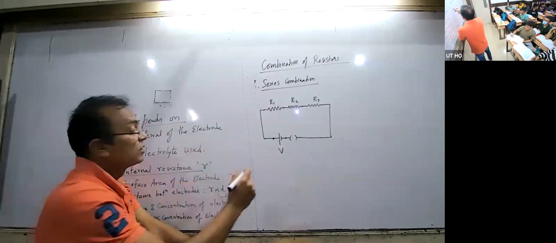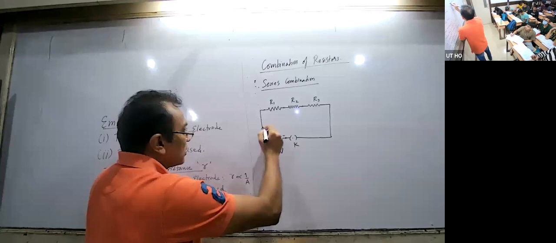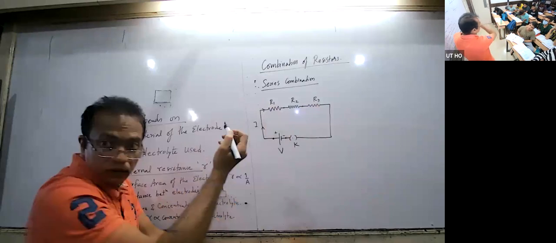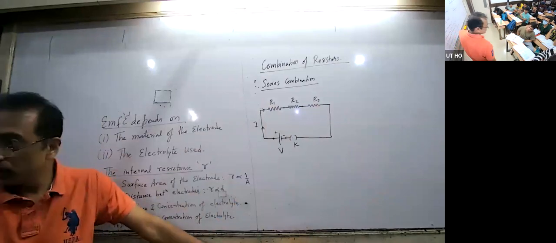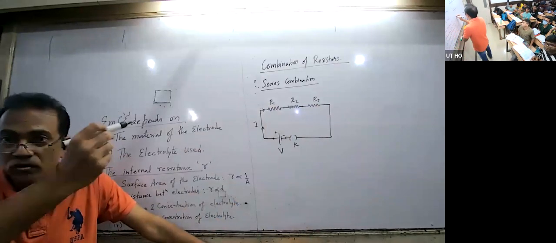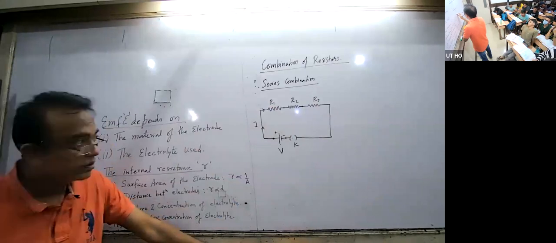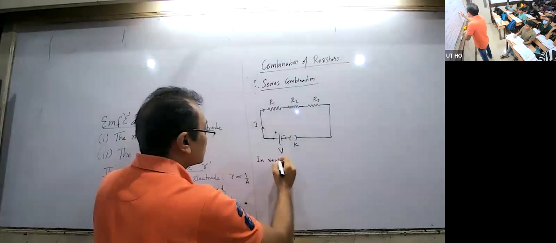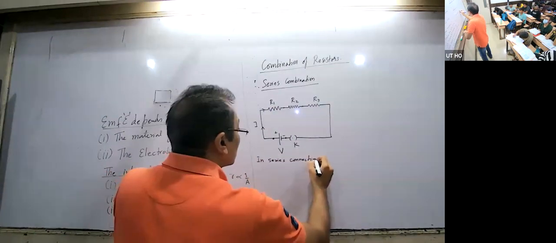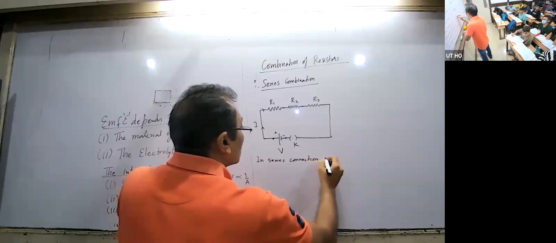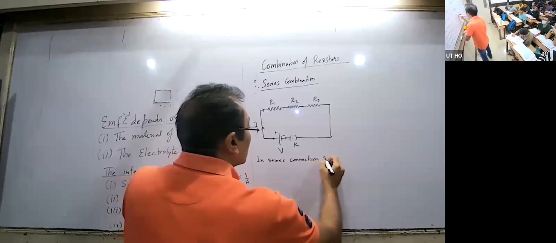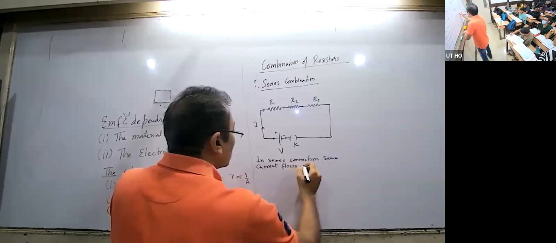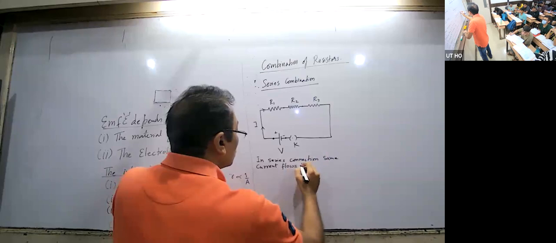Now there is a current, let's say I. So what is the path? Only one path. So in a series connection, the same current flows through all the resistors. So in series connection, same current flows through all resistors.